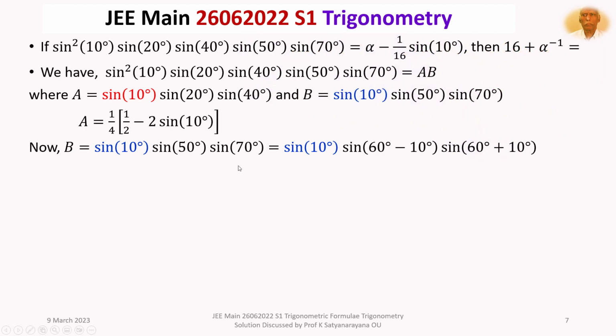So this is equal to 1/4 sine 30 degrees, that is 1/8. So this B is 1/8. Now let's go to the question.